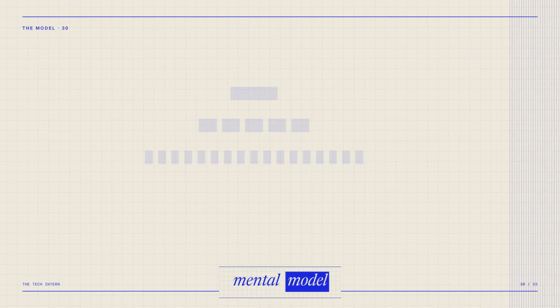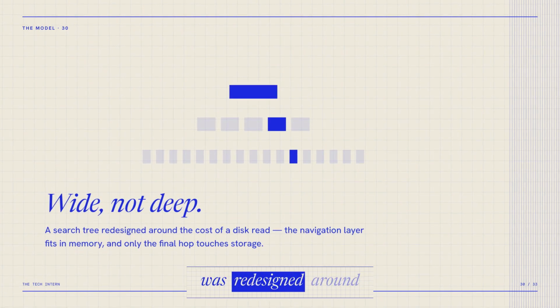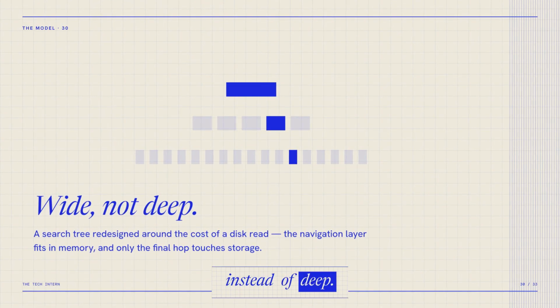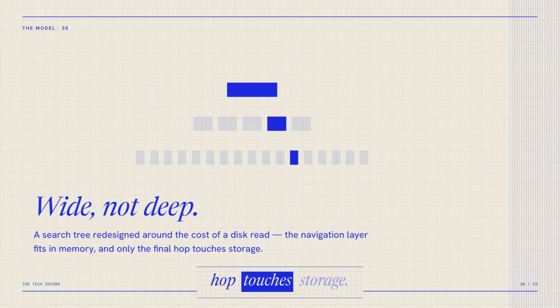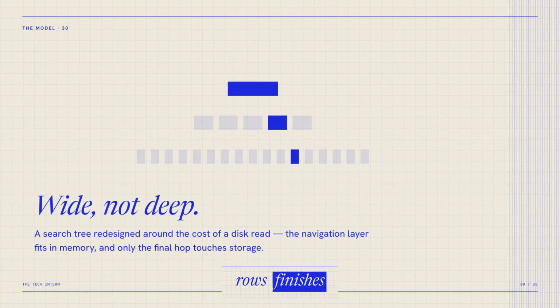So, the mental model to walk away with. A B-tree is not a fast search tree. It's a search tree that was redesigned around the cost of a disk read. Wide instead of deep, so the navigation layer fits in memory and only the final hop touches storage. It's the reason a query across 100 million rows finishes before you can notice it happened.